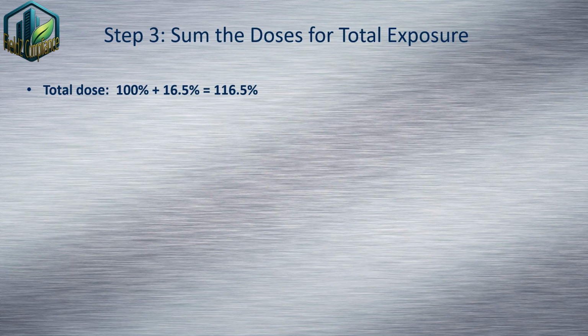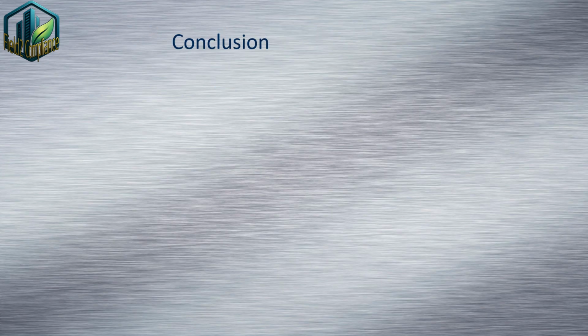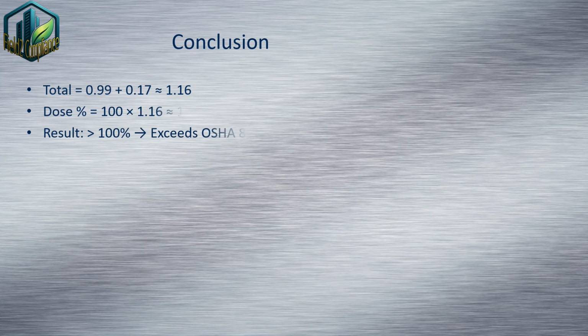Now we simply add the dose percentages from each noise level. 100% from the first period plus about 16% from the second equals roughly 116% total dose. Any value over 100% indicates the worker has exceeded OSHA's 8-hour PEL. The worker's total noise exposure is about 116%. That's above the OSHA limit.